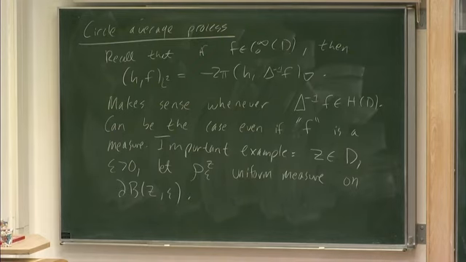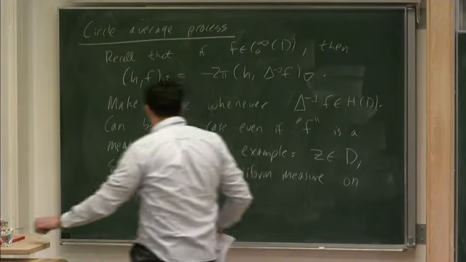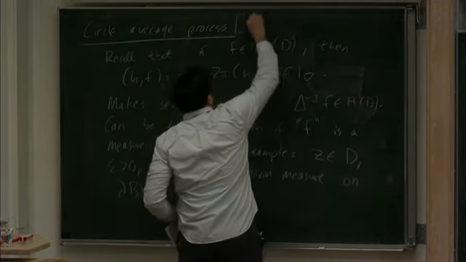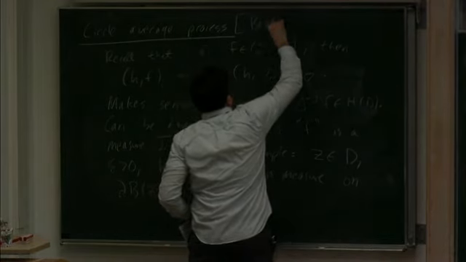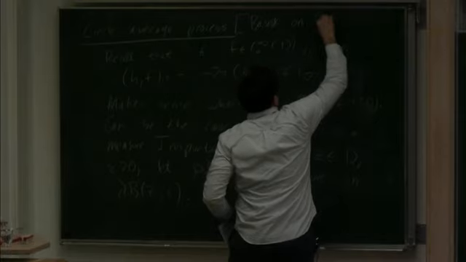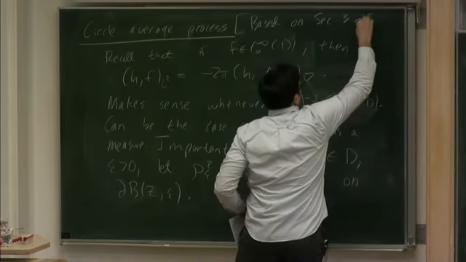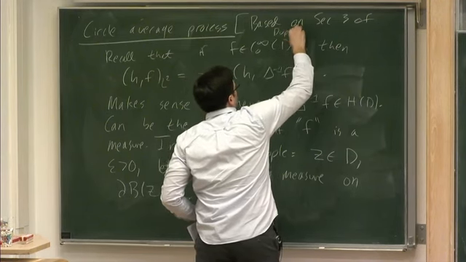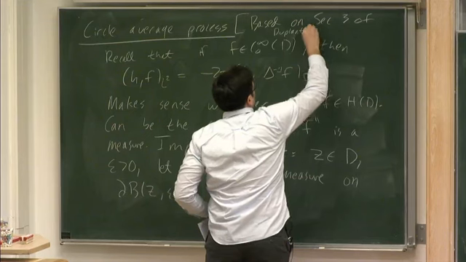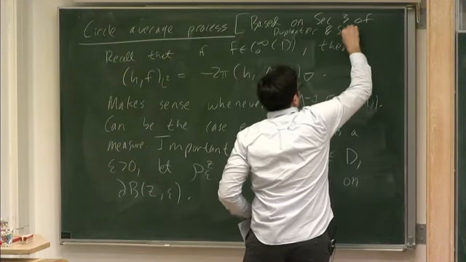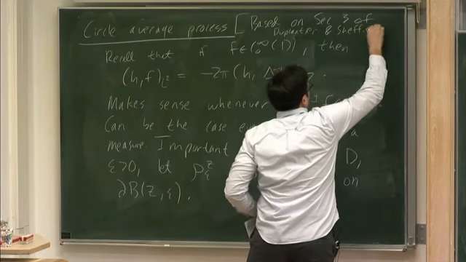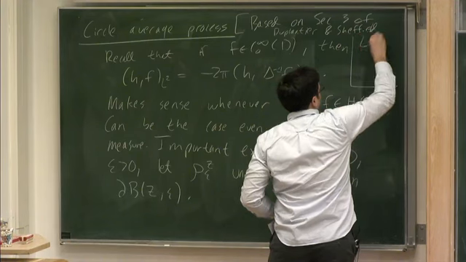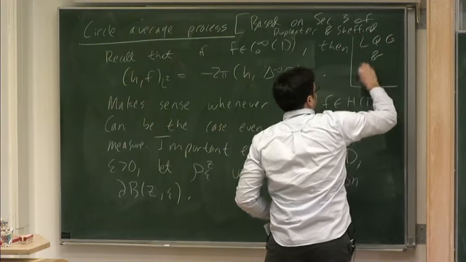I should mention before I go further that the treatment I'm giving for the circle average process is based very closely on, if you want to reference, section 3 of this paper by Duplantier and Sheffield, on Liouville quantum gravity and KPZ. So this is the paper Liouville quantum gravity and KPZ.